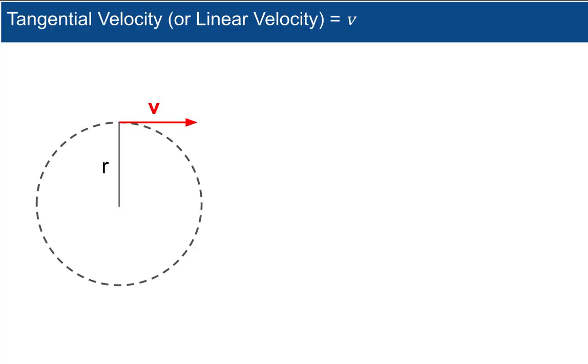Let's take a look at how we would calculate some of these things. So this is a nice simple diagram just showing the radius of whatever circular path our object is on, and then also that instantaneous velocity, which again we'll sometimes call a linear velocity or a tangential velocity because it's tangent to the circle.